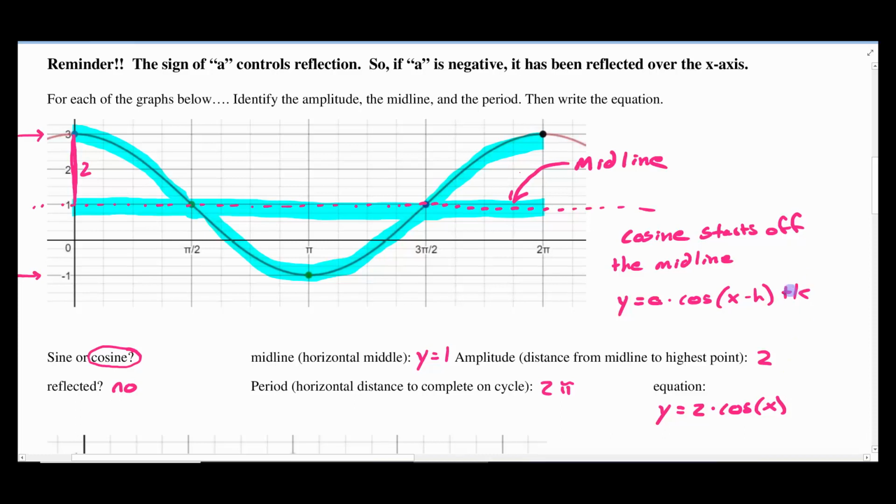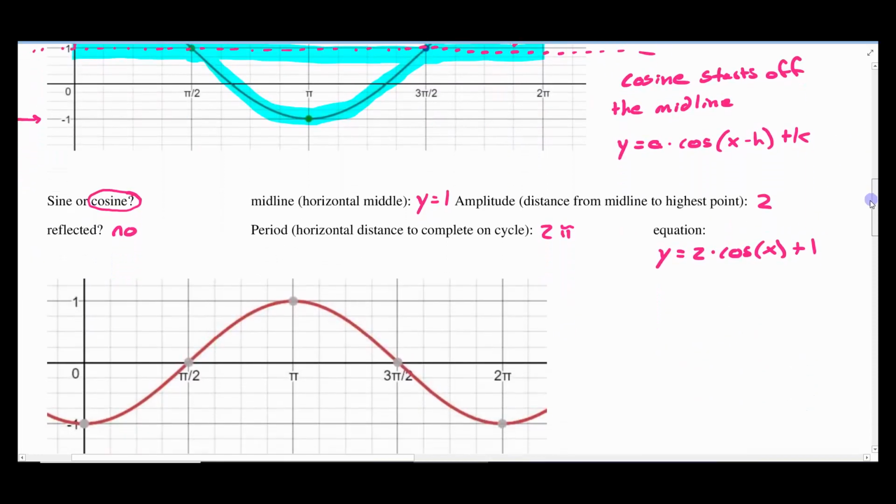And then we need to look at whether or not that midline moved. Right, so since our midline is at 1, we need to put a plus 1 on the end. So this becomes the equation of our cosine function that we see in the graph. We accounted for the amplitude, we accounted for the midline, and we accounted for whether or not it was sine or cosine, and we looked at whether or not it was reflected. Okay, and all of that is expressed here in the equation. All right, let's try it again for another one.